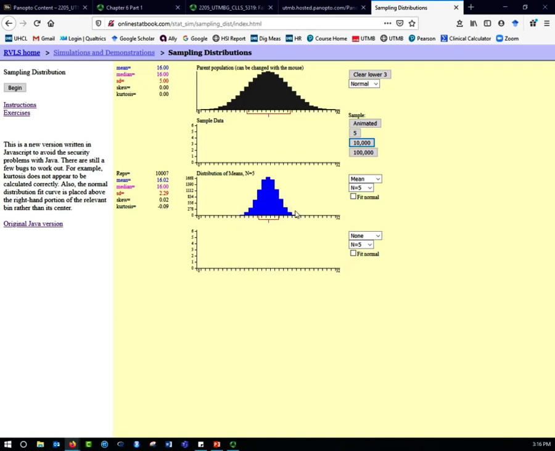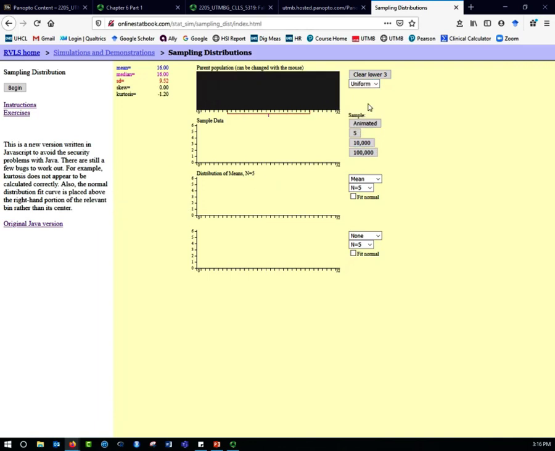Well, you think, that's not that hard. The parent population was normal, so the sampling distribution of means is likely normal. Well, let's change it. Let's use a uniform distribution. Let's do it. These are just samples of 5. Let's go to 10,000. Well, look at that. It's somewhat bumpy. Let's fit a normal curve over there. I'd say that's pretty darn normal.